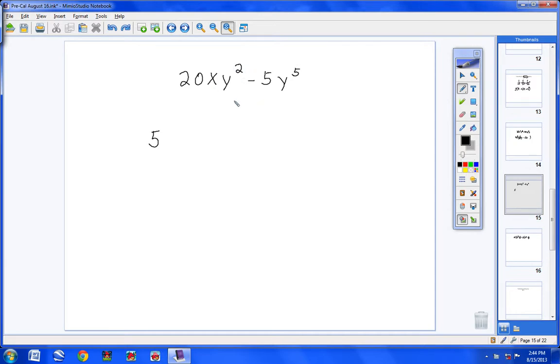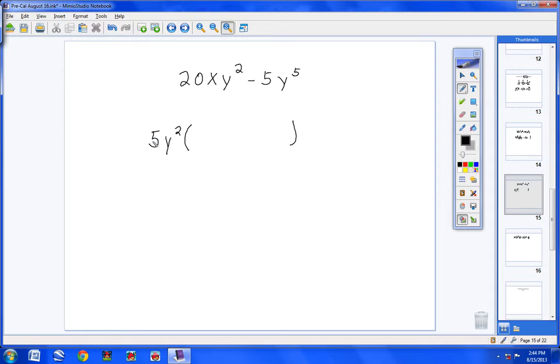Now, notice I have 2 y's here, and I have 5 y's here. Well, there's no way I can pull 5 y's out of both of these, but I can definitely pull 2 y's out of both of them. So I'm going to go ahead and put y squared. Here we go.